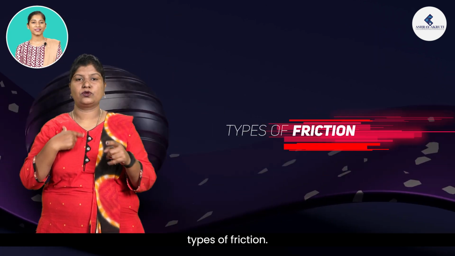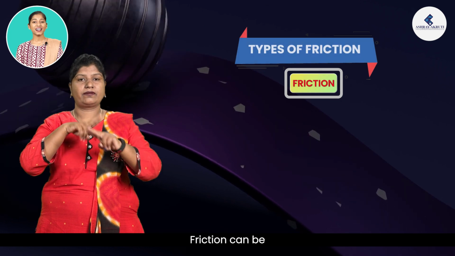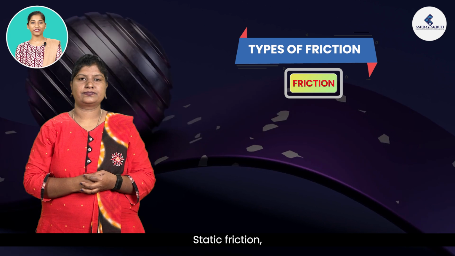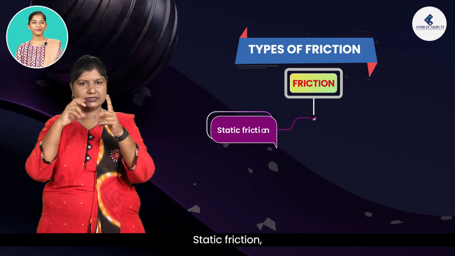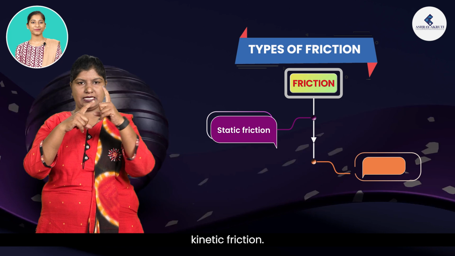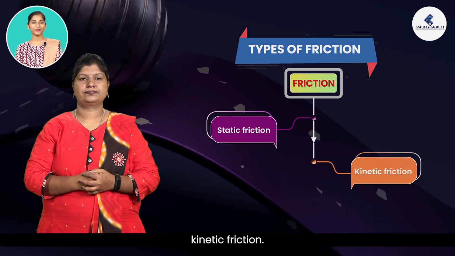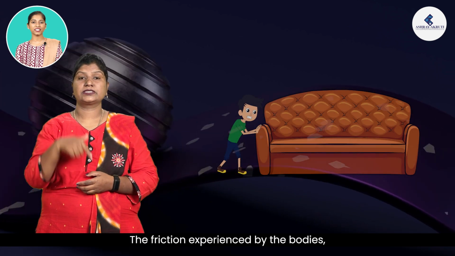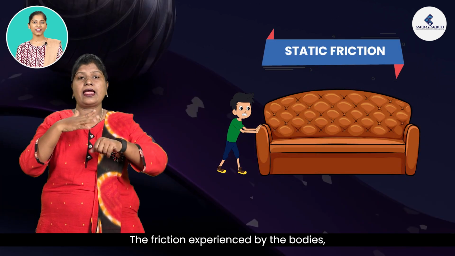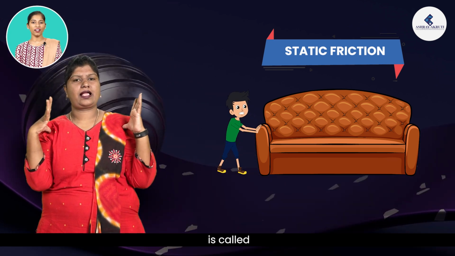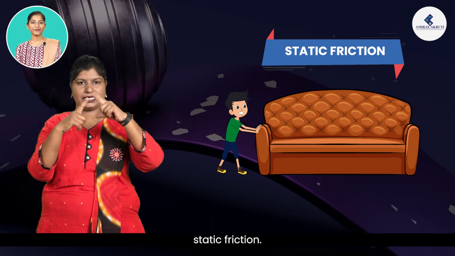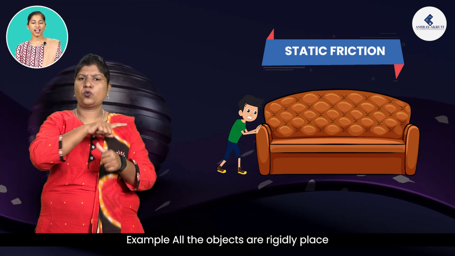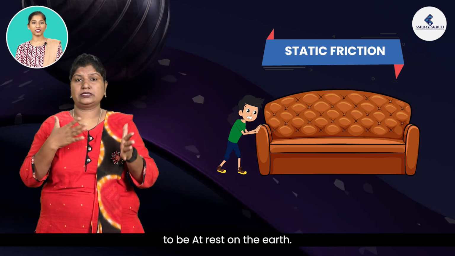Types of friction. Friction can be classified into two basic types: static friction, kinetic friction. Static friction. The friction experienced by the bodies which are at rest is called static friction. Example, all the objects are rigidly placed to be at rest on the earth.